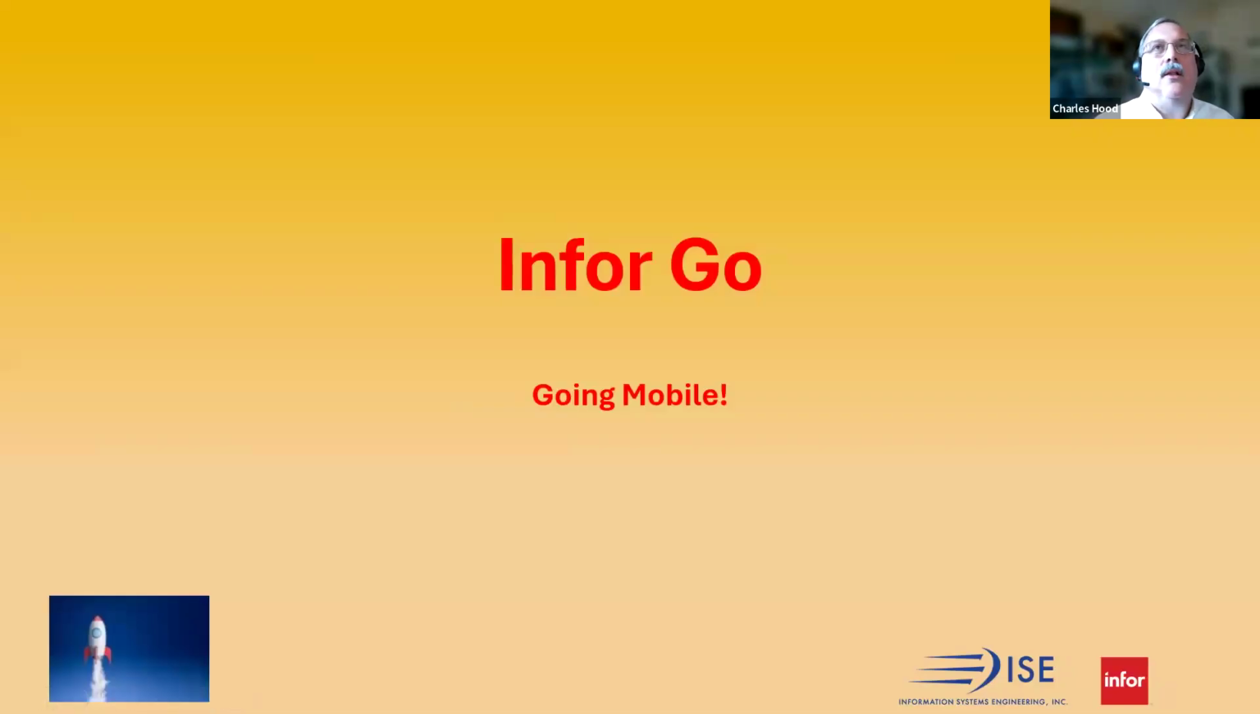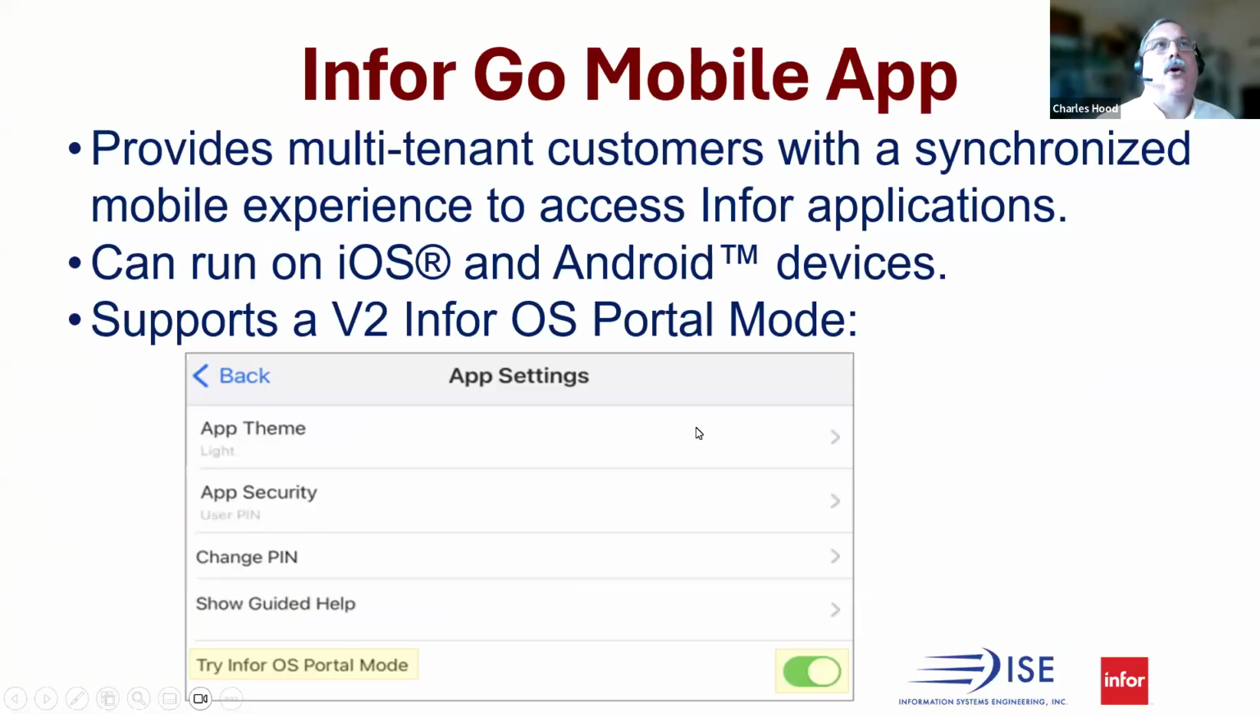Okay, so let's move forward. Now we're going to talk about Infor Go, and we're going to go mobile. Infor Go is a mobile app. It does run on Apple iOS and Android, Samsung, Google devices. So it's available on the App Store of both Apple and Android.